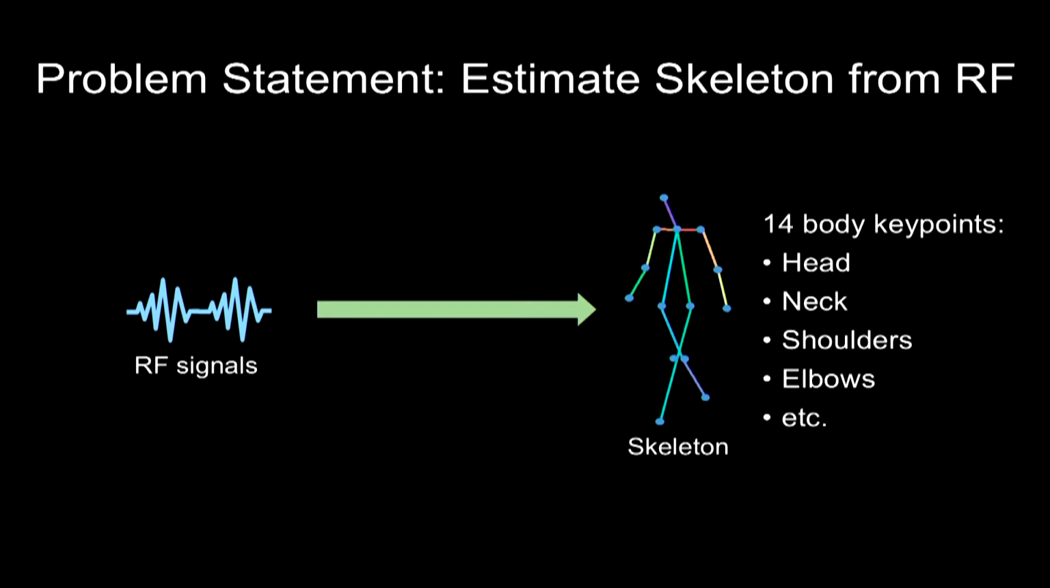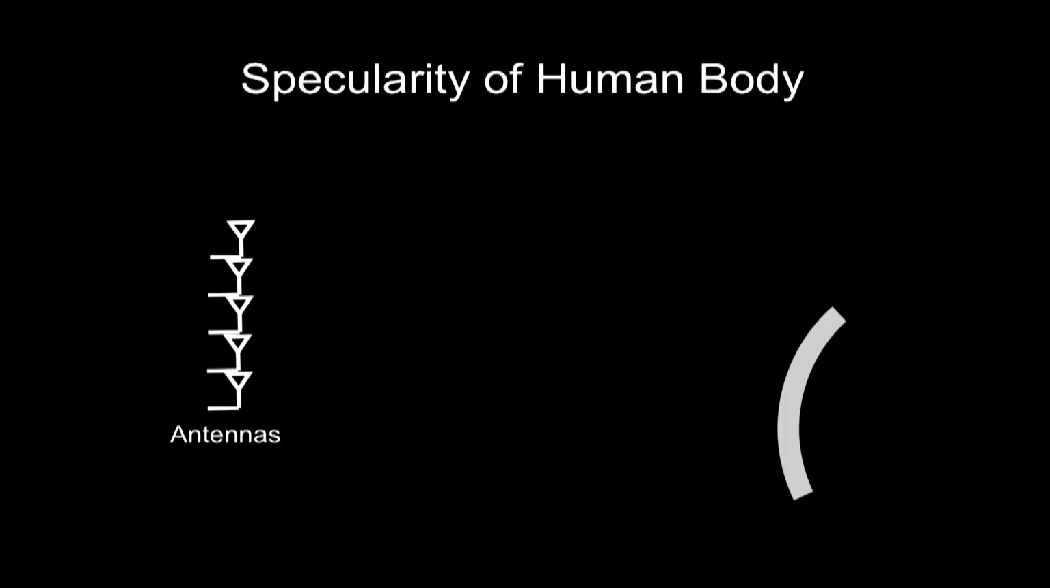So now we understand this problem. Why can't we just apply neural networks, which have been very successful with images and audio, to the RF signals that we want to work on? The first challenge is something we call specularity of the human body with respect to RF signals. Let me explain what I mean by this. I'm going to show you a very simple example.